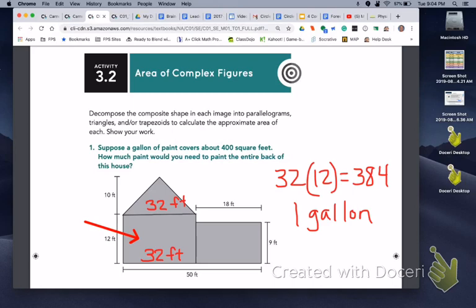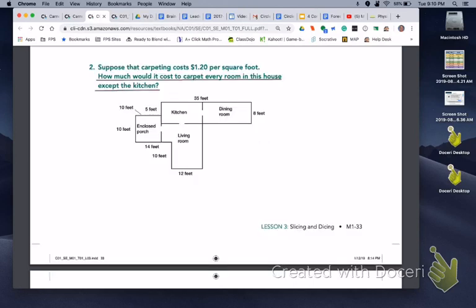For number 1, if we look at the entire back of the house, the dimensions are 32 by 12. 32 times 12 is 384 square feet, so you would need 1 gallon of paint. Please answer number 2 with your group.